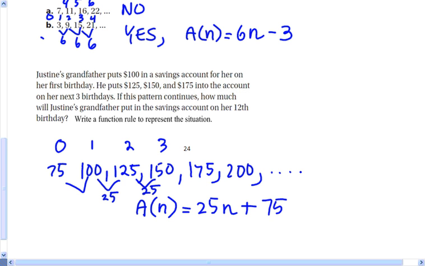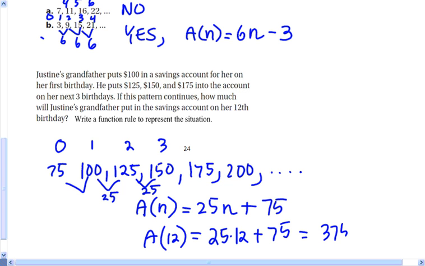So that's my rule. Now to get how much he's going to put in on her 12th birthday, that would be a of 12. And to do that, I would just have to do 25 times 12 plus 75. And I think that's equal to 25 times 12 is 300 plus 75 is 375. And if you're not real sure about that, you might just enter the numbers in your calculator, and see if it works out the same way if you just keep adding 25.